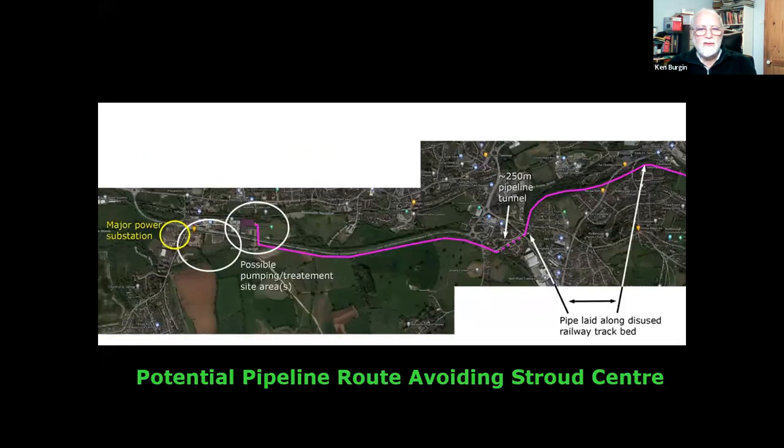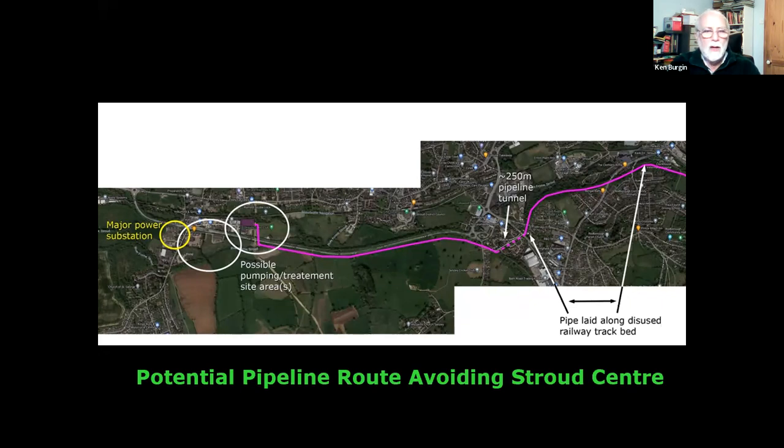Now, that pipeline doesn't have to follow the canal or be in the towpath. And one of the things that the consulting engineers for WRSC did point out is that it's quite difficult to get a 1.3 metre diameter pipe through the middle of Stroud. And in response to that, we looked at some alternatives.